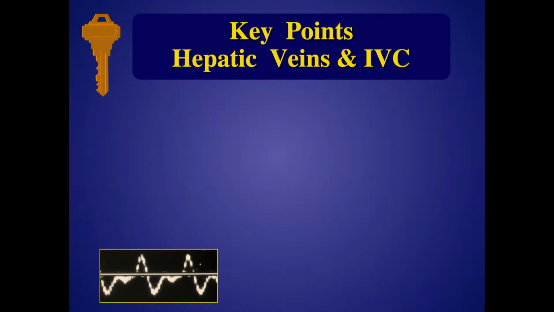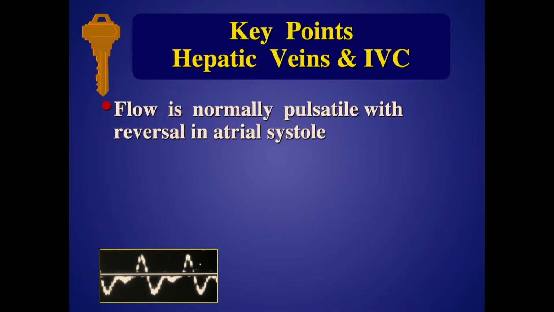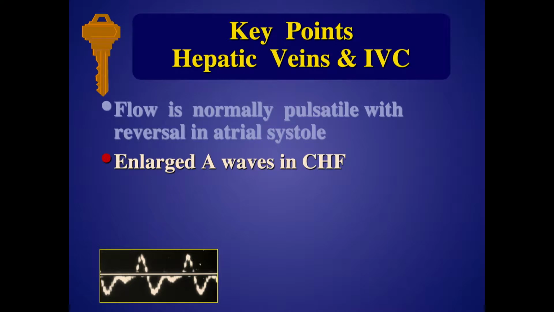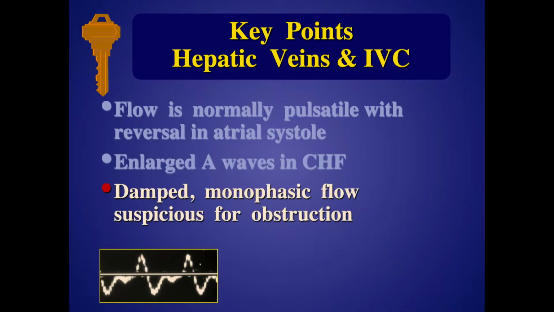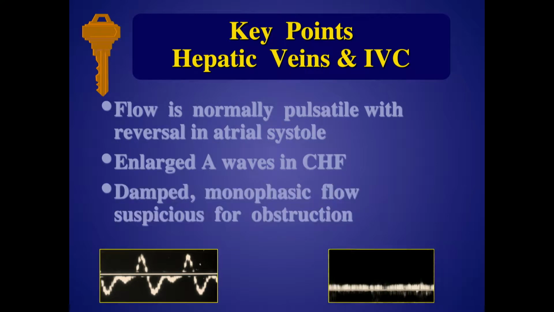So things to remember for the hepatic vein and IVC examination: flow is normally pulsatile. We get reversal of flow during atrial systole back toward the liver. When you have this sine wave pattern, these are enlarged A waves associated with congestive heart failure. And when you have this sort of dampened monophasic pattern, think about proximal obstruction of the veins.